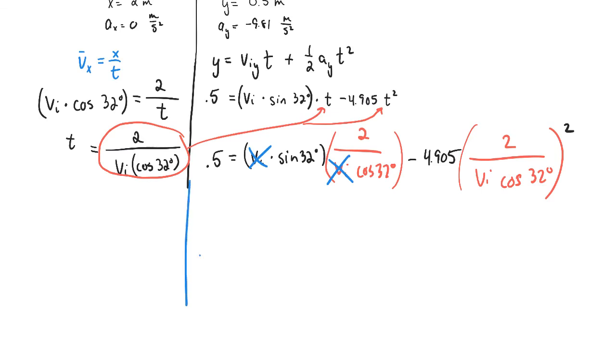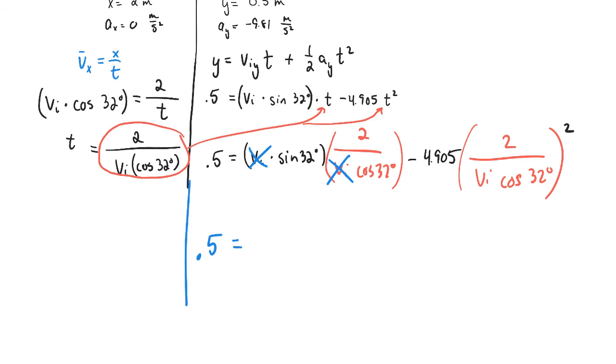Let's continue down. 0.5 equals. Can somebody give me a number? We have... and do it carefully, please. If you're going to use your calculator, when you do sine 32, you've got to close your parentheses before you multiply by 2, and then divide by cosine 32. Give me a number for this expression right here.